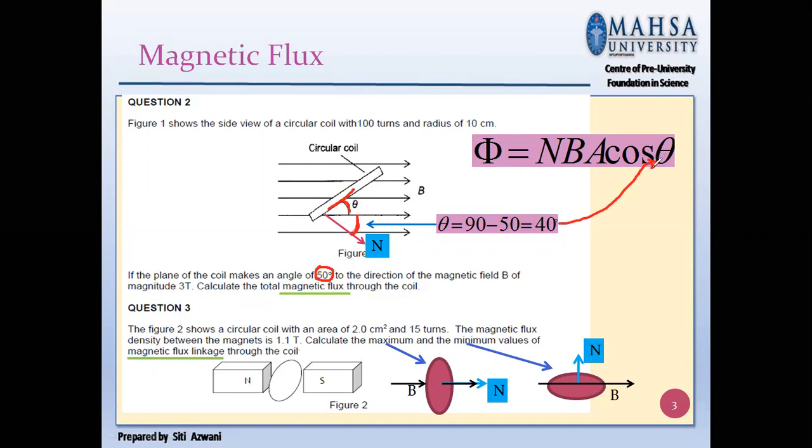Is it okay or not? Remember, if you want to use this formula, the angle you need to use is the angle between the normal to the area, or normal to the plane, and the magnetic field B direction, not from the plane or the area of your coil to the magnetic field B. Don't confuse. Then solve, and you get the final answer, the value of the total magnetic flux through the coil.